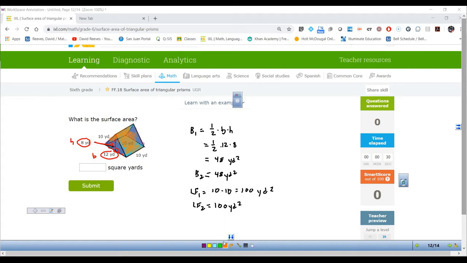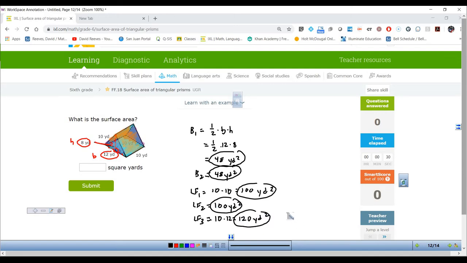And then finally, we have that bottom there. Can you see that? I'm going to call that lateral face 3. And lateral face 3 is not 10 by 10, it's 10 by 12. So 10 times 12 is 120 square yards. So again, we have all 5 faces. We have our 48, our 48, our 100, our 100, and our 120. You should get 5 faces when you do a triangular prism. You should get 6 faces when you do a rectangular prism.